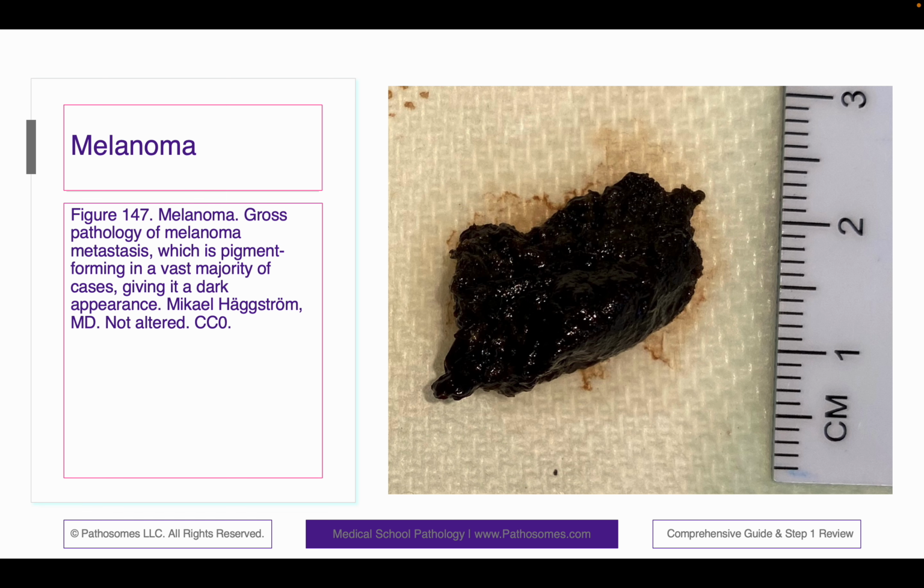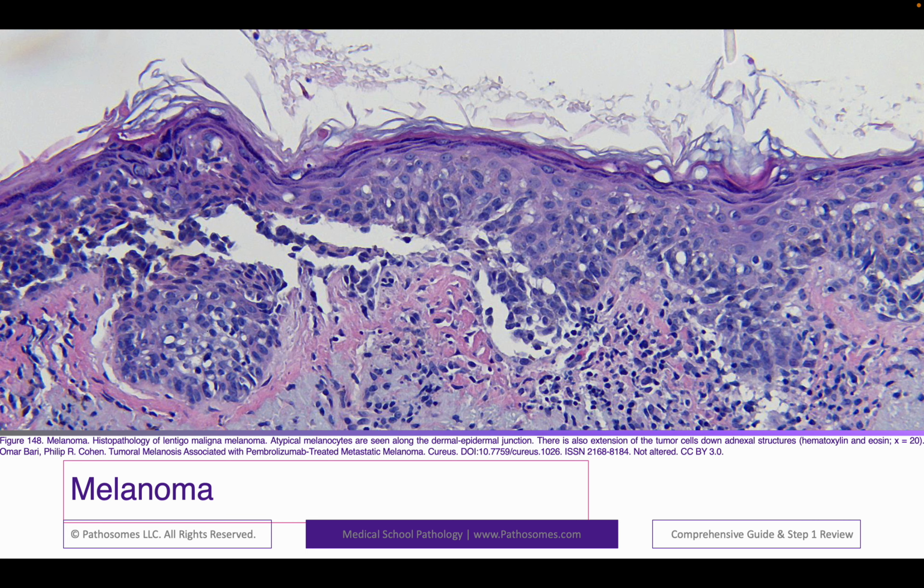Ooh, this is gross pathology of melanoma metastasis, which is a pigment forming in a vast majority of cases, giving it a dark appearance, right? So basically, the melanoma metastasized somewhere. I can't really tell what tissue this is in even. Wow. And here we have classic histology for lentigo maligna melanoma.